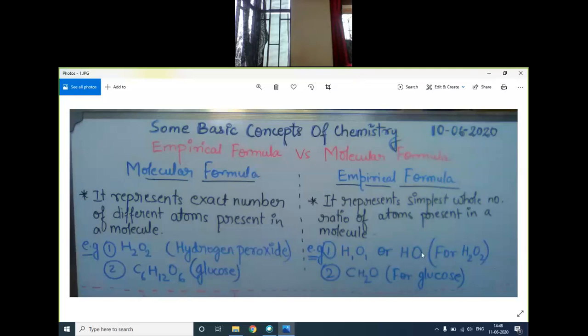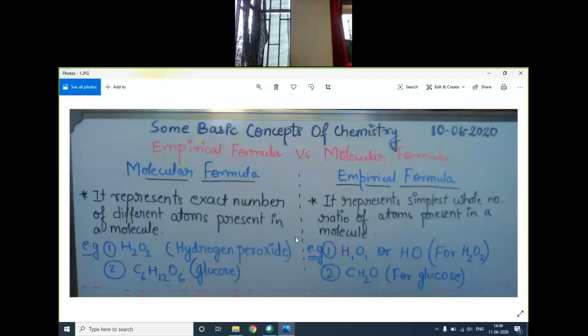Similarly, you can take example of glucose. Glucose, we know molecular formula as C6H12O6. Now form the simplest ratio of all the atoms. It will come 6:12:6. We can simplify further. It will come 1:2:1. Now using the simplest ratio 1:2:1, we are going to form the empirical formula. That empirical formula will be C1H2O1, or you can simply write CH2O for glucose.